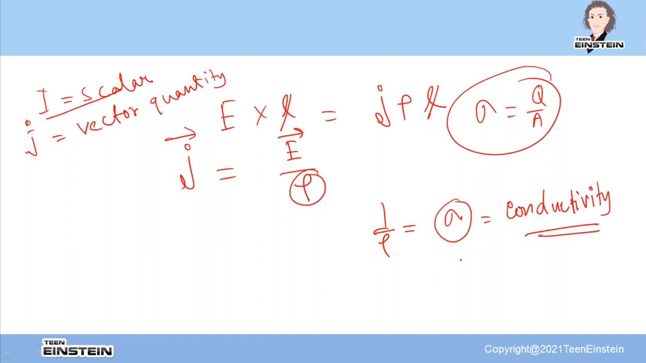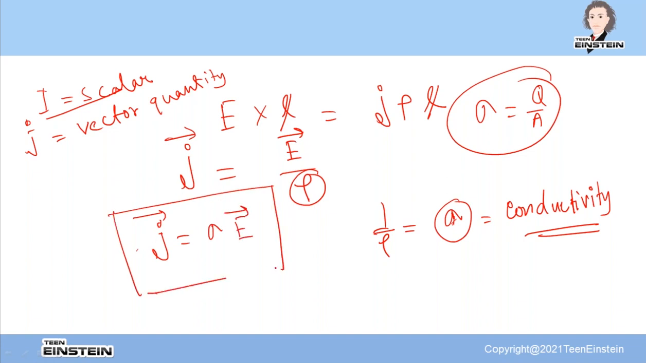So I can write J is equal to sigma into E. So this is actually the other form of Ohm's law. You have already learned V is equal to IR. That is one form, but this is another form of Ohm's law: J is equal to sigma into E.